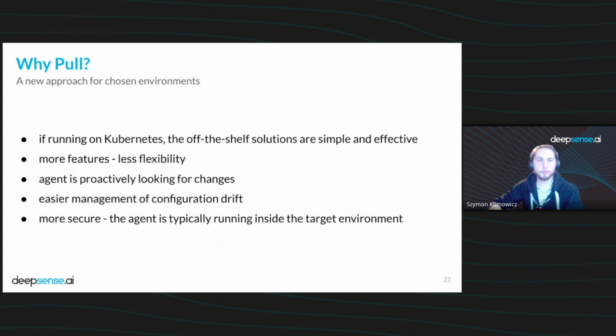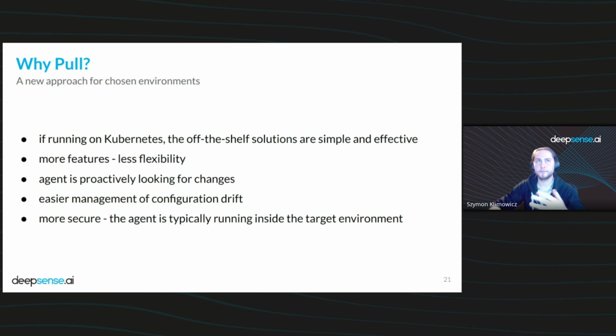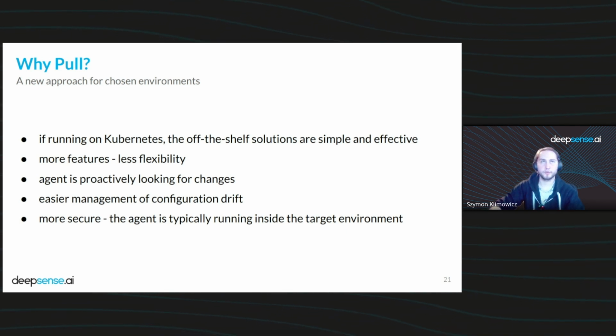So why should we choose pull? If we are running on Kubernetes, it's the off-the-shelf solution like ArgoCD. It's simple and effective. It has more features, but typically less flexibility than the push approach. And what's most important is that the agent is proactively looking for changes in the code repository. So it reacts to any changes that are made in the environment, in the cluster, and tries to reconcile them with what's represented in Git.